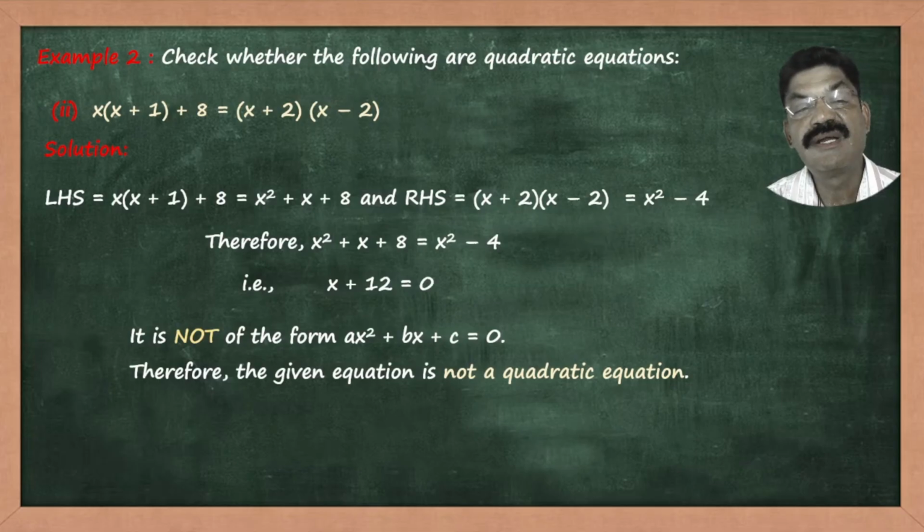If you just look at the problem, it may seem to be a quadratic equation. So immediately you should not come to the conclusion that it is a quadratic equation. When you multiply both sides, x square terms are getting cancelled. Therefore, it is no longer a quadratic equation. So only after simplification, you must tell whether it is a quadratic equation or not, not just by inspection.